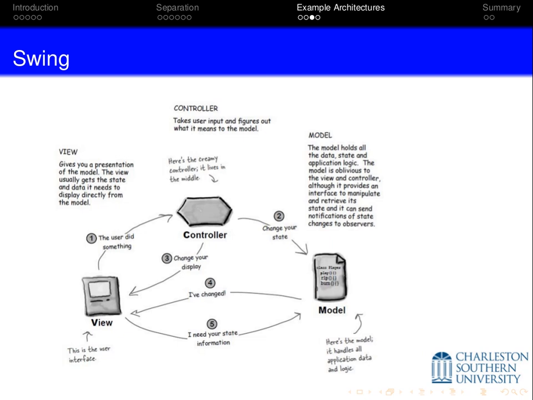And the model holds all the data, state, and application logic. The model is oblivious to the view and the controller, although it provides an interface to manipulate and retrieve the state. Why do we want the model to be oblivious to the controller and the view?